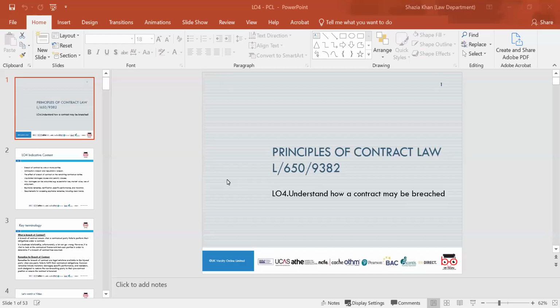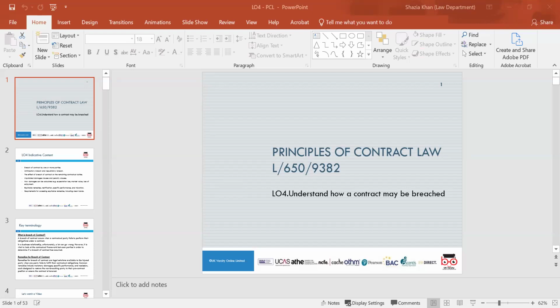Hi everyone. So today's unit that we'll be doing is Principles of Contract Law, and my name is Shazia Khan. The learning outcome we'll be doing is learning outcome 4 today, which will be looking at understanding how a contract may be breached. But before we go into learning outcome 4, I want to just give you a recap of the last session, which was learning outcome 3.